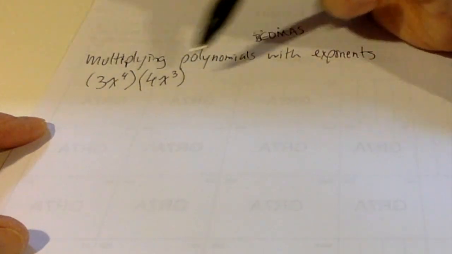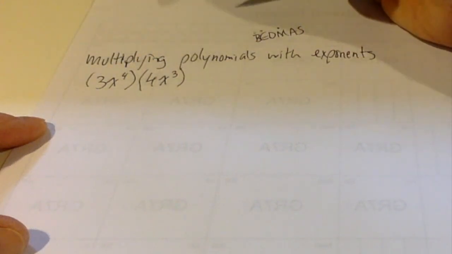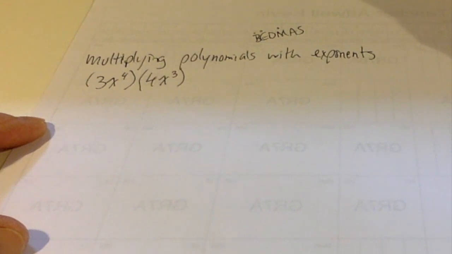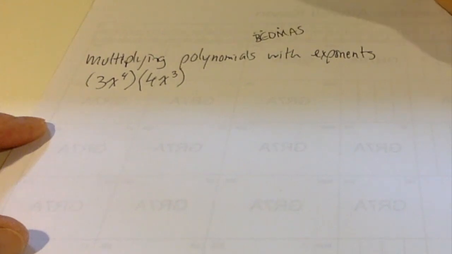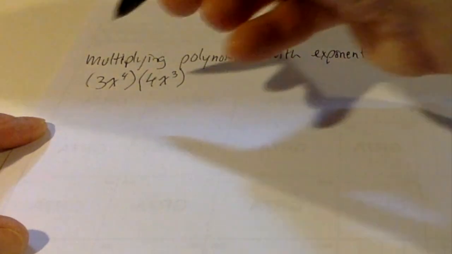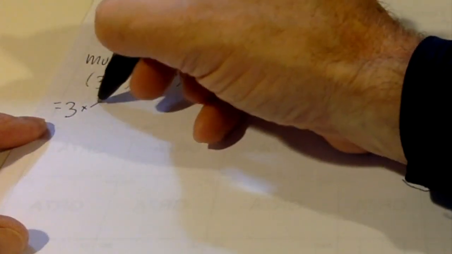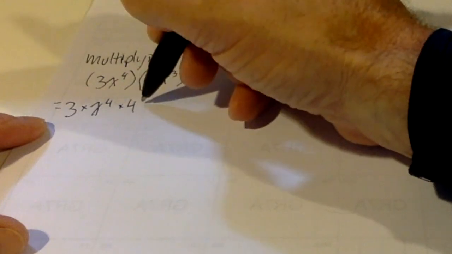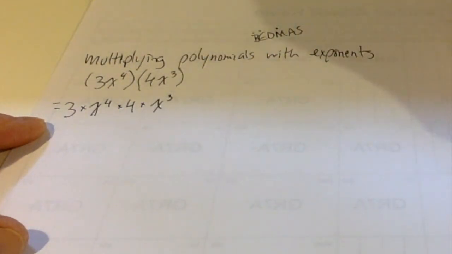When we have brackets like this, what it's telling us is that everything within the first bracket is multiplied by whatever's right beside it, in this case the second set of brackets. So we're going to take this and turn it into all multiplication. So we have 3 times x to the exponent 4 times 4 times x to the exponent 3.